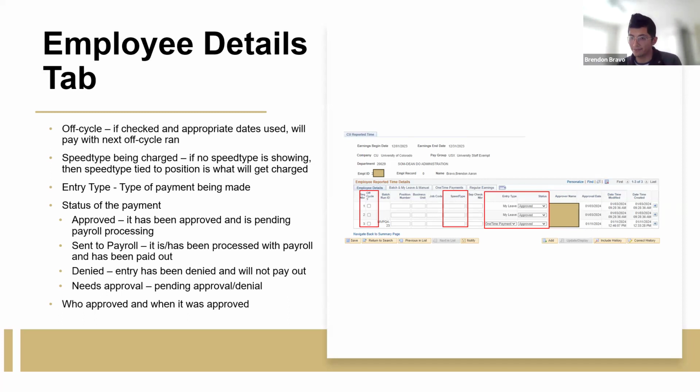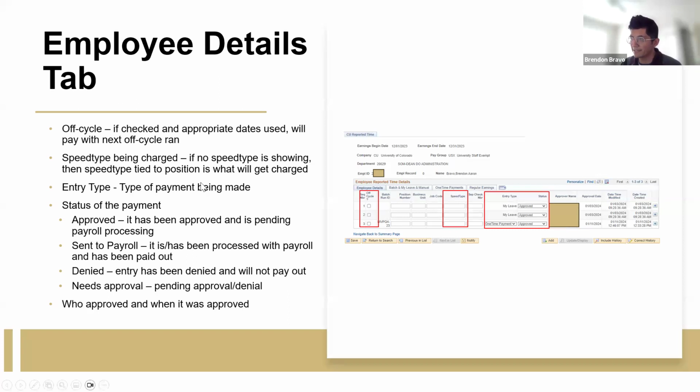So for example, we're in January payroll right now. So if you were trying to pay something off cycle with January effective dates, since January payroll hasn't run yet, it's not considered late and it's not going to run with off cycle. So for example, for this one, the earn dates up here are showing December 2023. So let's say I need one of these to be off cycle. Since December payroll has already run, as long as we check this box and it gets approved, it'll pick up with that off cycle.